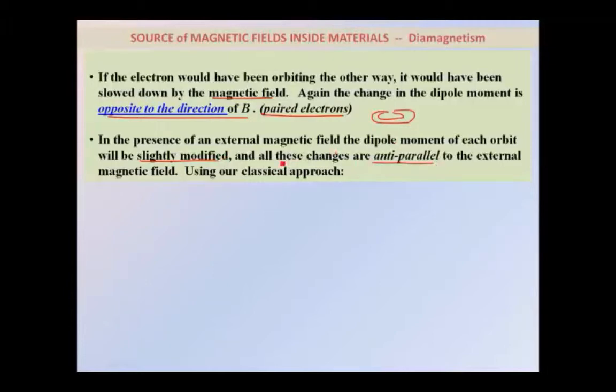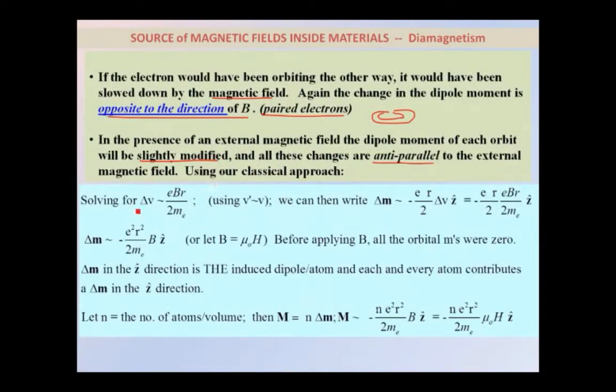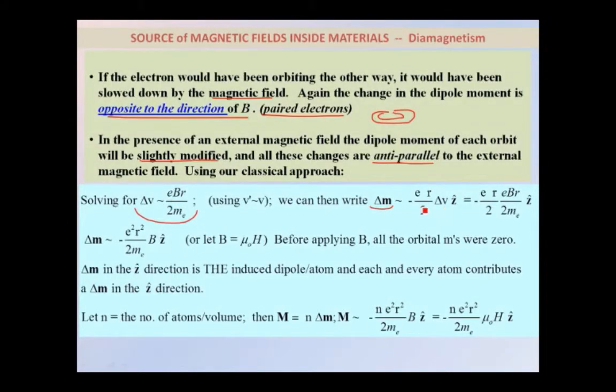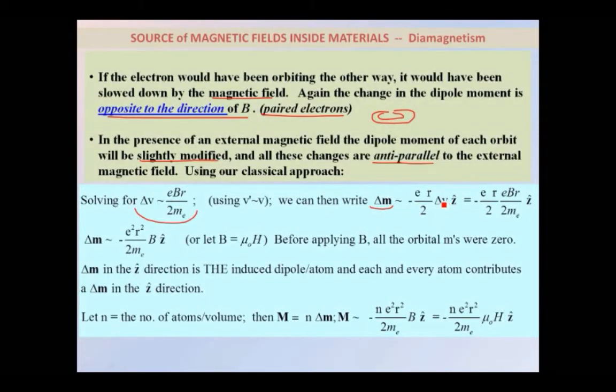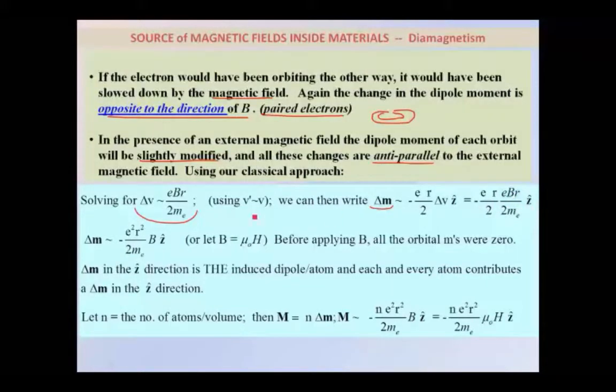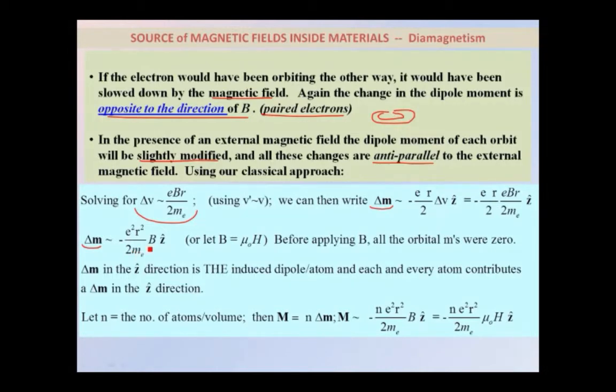So using our classical approach, if we solve for delta V equaling this, we can then write that the change in the magnetic moment is equal to this quantity here. And so if we put in our delta V, then that will be equal to all of these constants with the B field here in the minus direction, minus z hat. So I've collected all those, and this is the equation for delta M in terms of e squared r squared over 2m, B z hat.